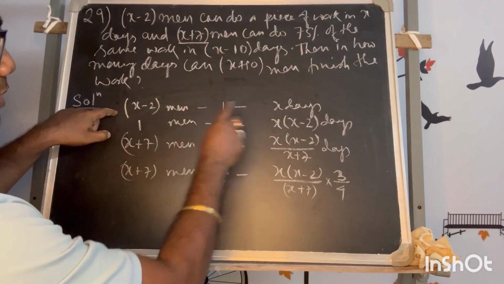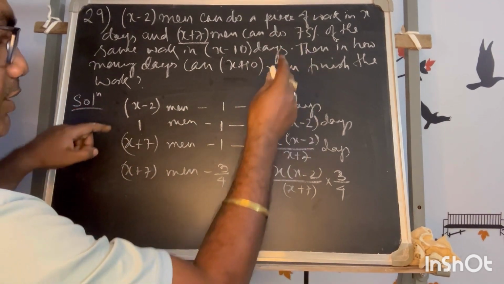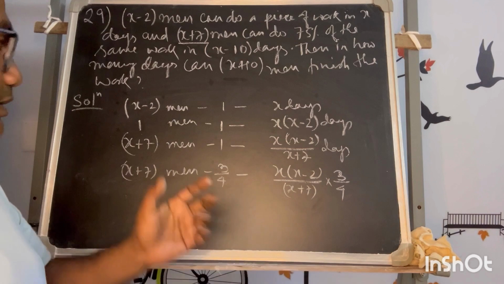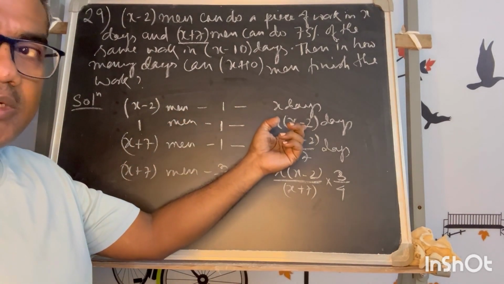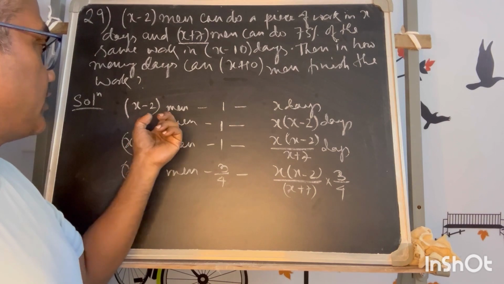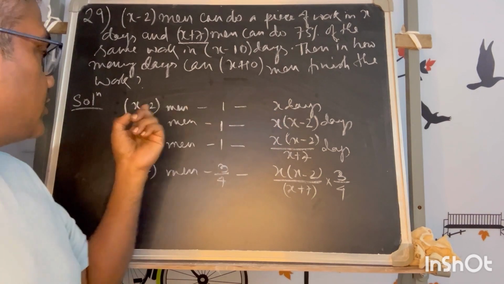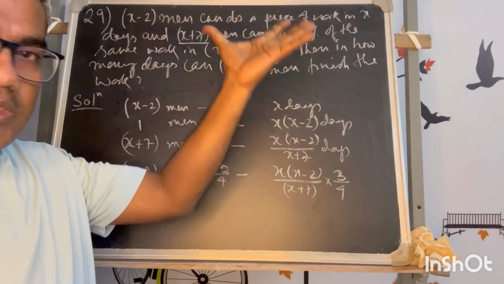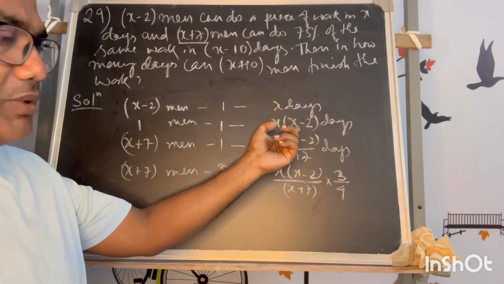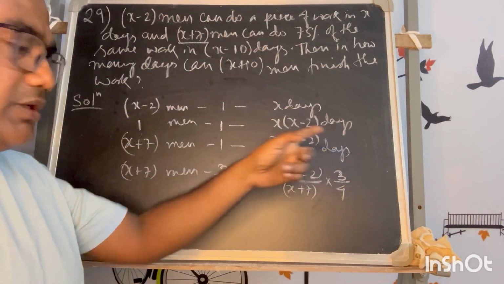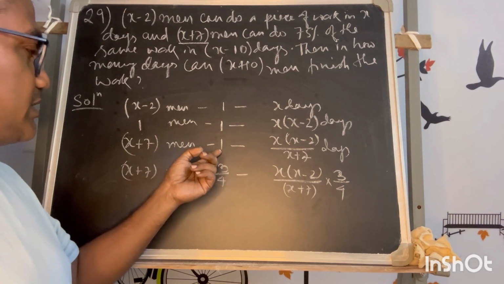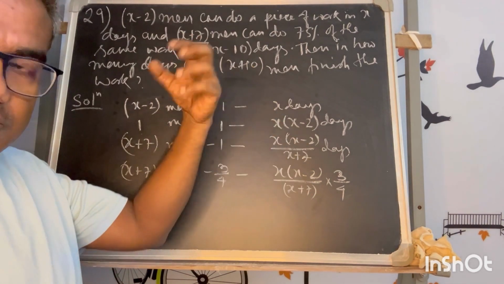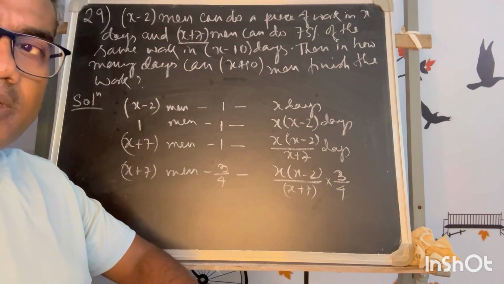The variation you will get by multiplying, what is the amount that is needed for this variation? What is the dependent variable condition? X minus 2 men doing in X days, so one man will need more time. So more means you have to multiply there, because these are inversely related. Now X plus 7 men will do the same job in less time, so this will be divided.